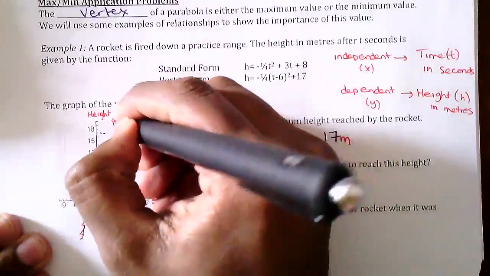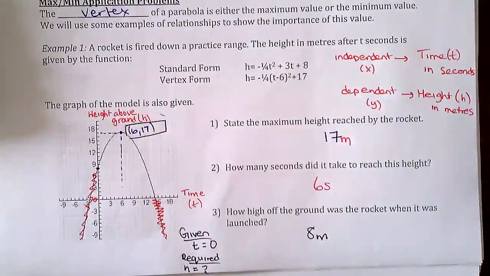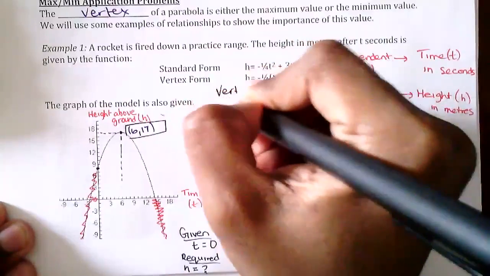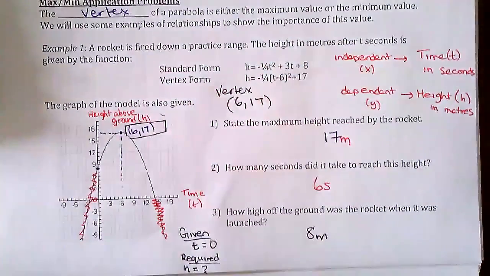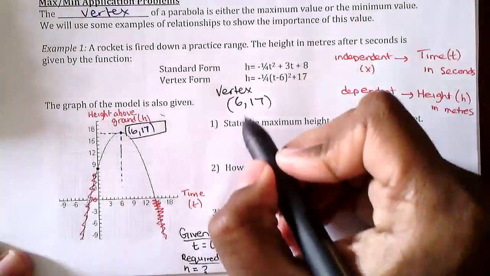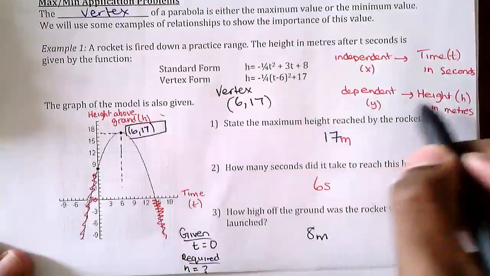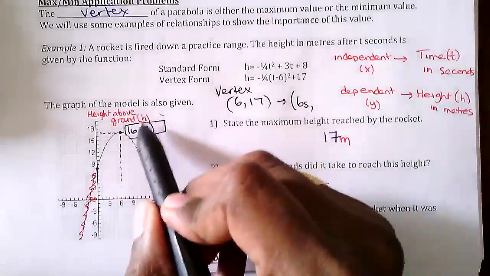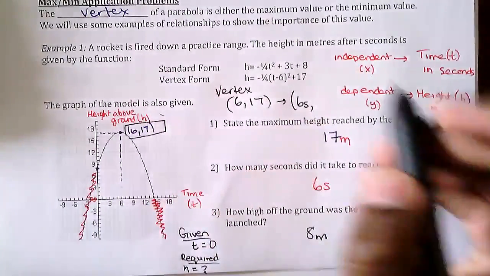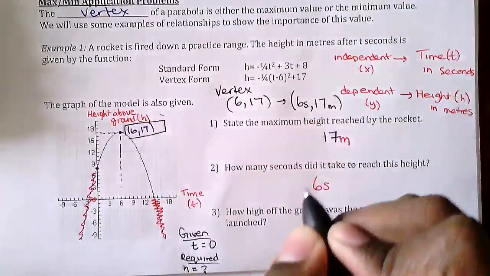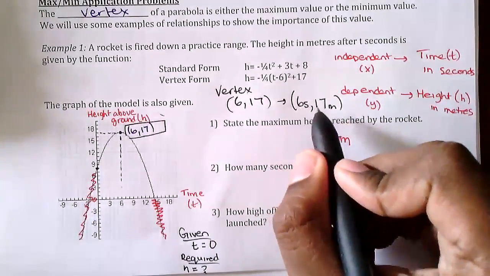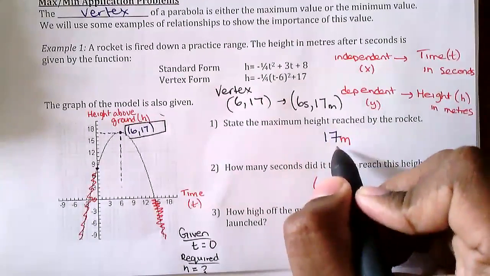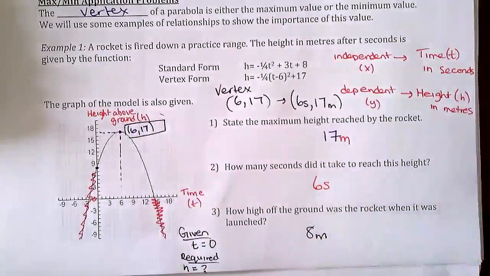So why did I ask you these questions? Let's summarize. It's because the vertex is what gave us that information. The vertex here is 6, 17. Remember, look at the vertex with context. The 6 represents the x variable, which is time. So the vertex actually is 6 seconds. And the y here represents height in meters. So 6 seconds, comma 17 meters. In other words, our vertex occurs at 6 seconds, 17 meters. So our maximum height is 17 meters, and that maximum height occurs at 6 seconds. That's the important information that the vertex is giving us.